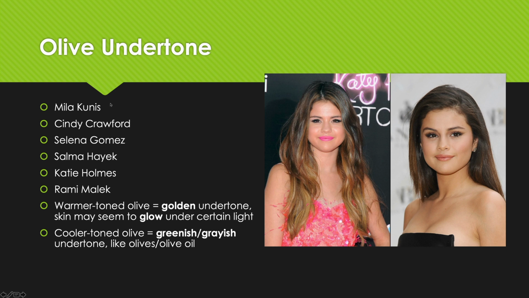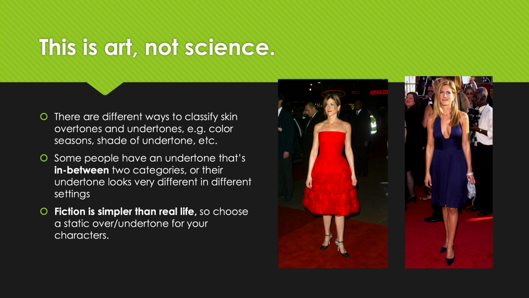So some examples of people with an olive undertone are Mila Kunis, Cindy Crawford, Selena Gomez, as we can see, Salma Hayek, Katie Holmes, Rami Malek, and this is a little bit different from warm undertone. There are people who have kind of like a warm olive undertone, but remember, we're making fiction, so we don't have to worry too much about these fine gradations. But just know that olive and warm are a little bit different from each other.